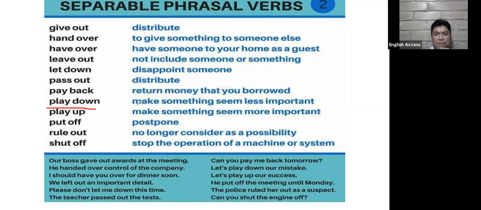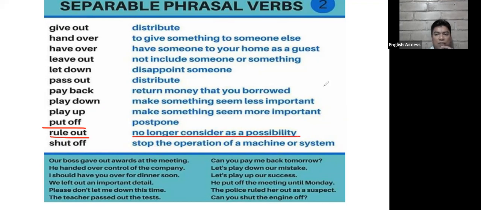Play down. Let's play down our mistake. Make something seem less important. Play it down. Or play it up, the opposite: make something seem more important. Put off, postpone, rule out.